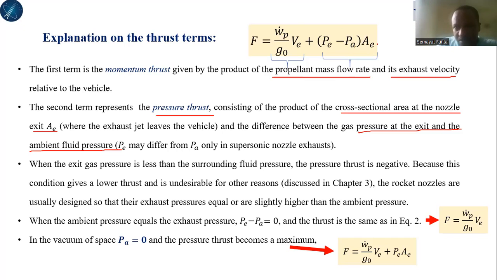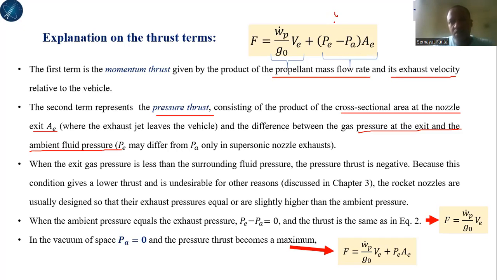If this term is minus or negative, then it is called an under-expanded nozzle. An under-expanded nozzle is not good because it reduces our thrust. Our intention is to gain more and more thrust, so that thrust should not be reduced.